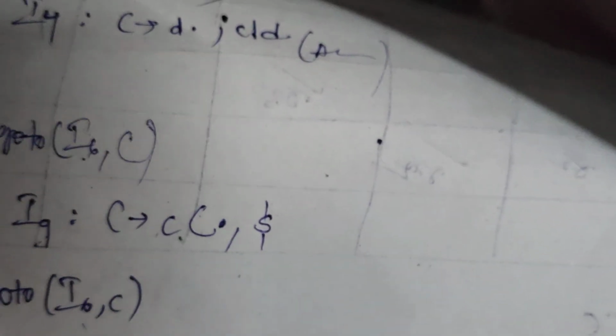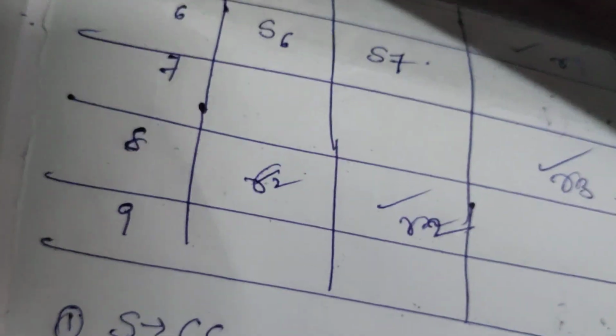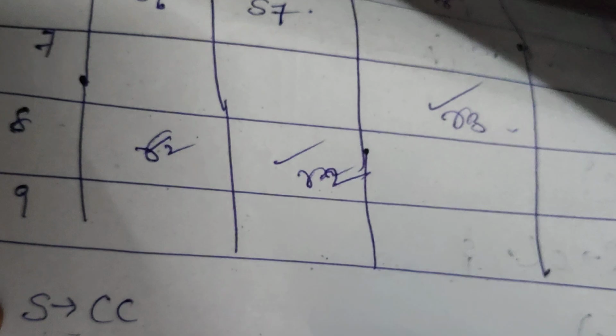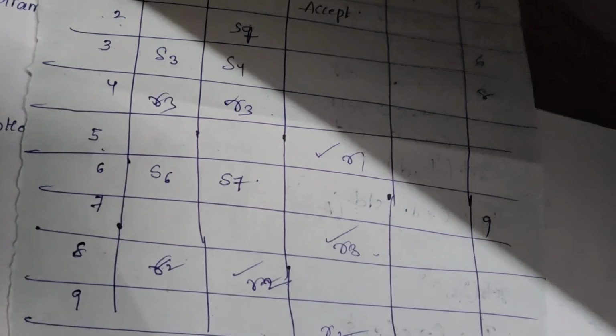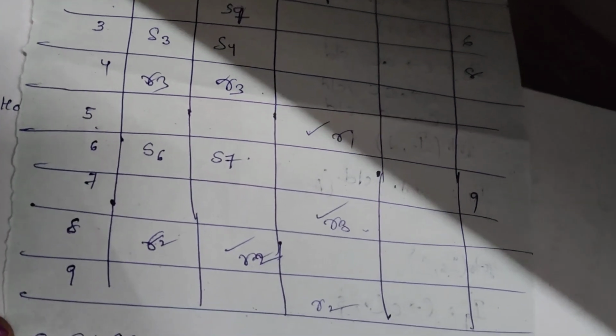So we are done with R3, no need to check again. R4 is also done. In R9, I9 is not done. So the dot has reached the end now. So in I9, in place of dollar, you need to write this production number. What is the production number for this? The production number for this is 2. So in place of I9 and dollar, you can write R2. Okay, so this is the construction of the table.